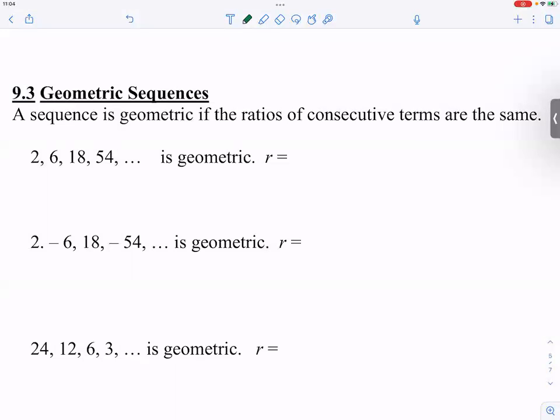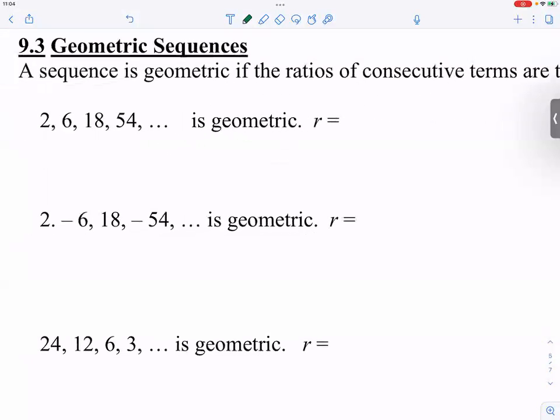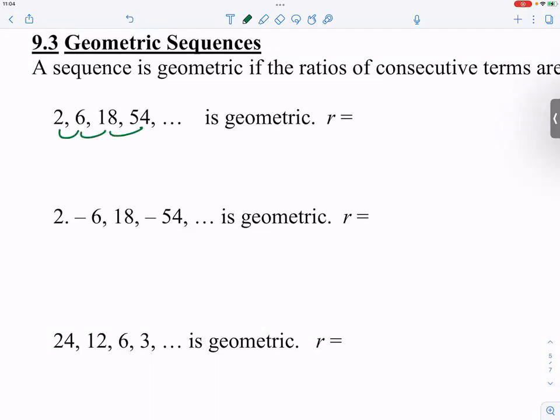So looking at the geometric sequences, you need to find out the r, the ratio. Okay, what's the ratio for the first list? You look at the numbers here, they're all multiplying by 3.